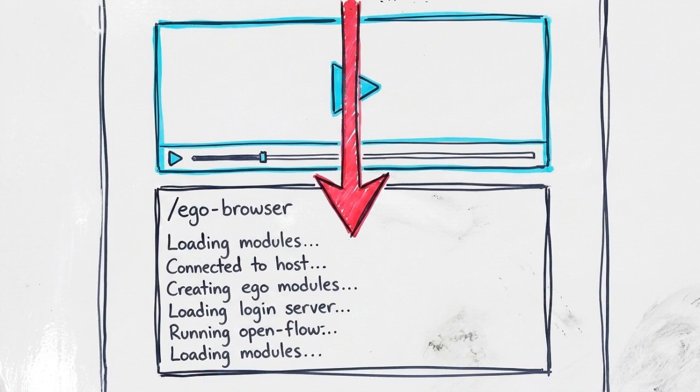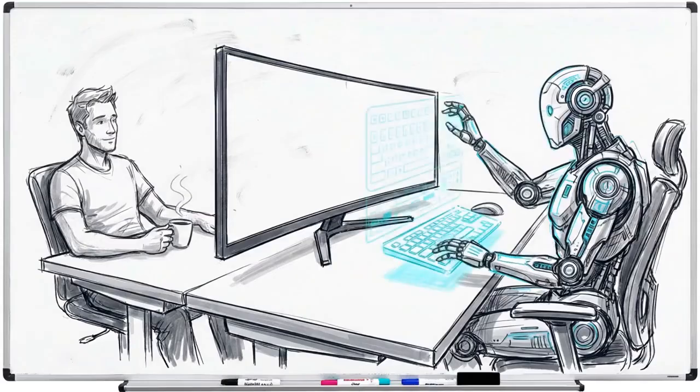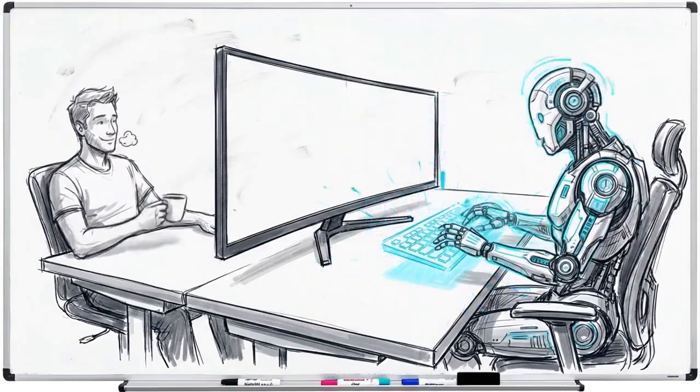The web browser was originally built for a single user staring at a screen. Upgrading it into a shared workspace where you and your AI execute tasks together is the next logical step in digital automation.